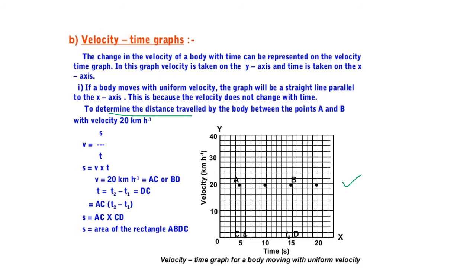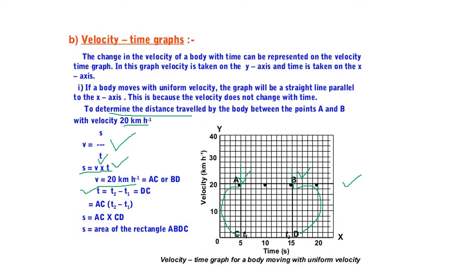For example, if we want to find the distance traveled between A and B, where the velocity was 20 kilometer per hour, how will you calculate it? It is calculated by this formula: V is equal to distance upon time, displacement upon time. So to find the distance, the formula will be V into T. Here V is 20 kilometer per hour, and the distance traveled is AC, or BD, because both are equal. We can take either one.